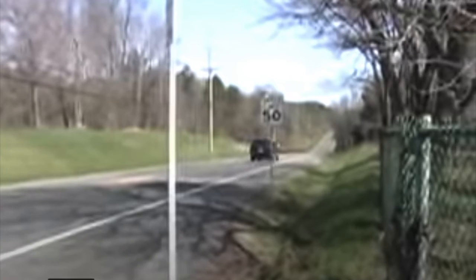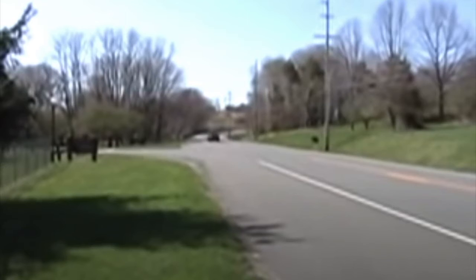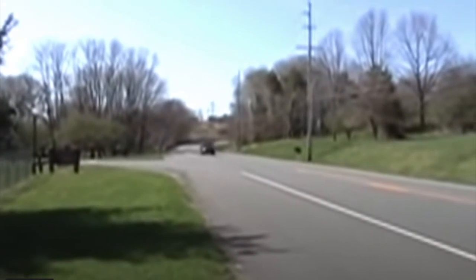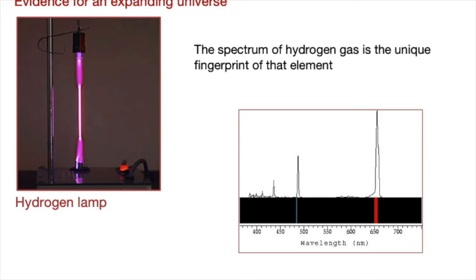And so the same thing happens with a star or a galaxy. As it's coming towards you, the wavelength of the light is shorter and it would be bluer. And if it's moving away from you, the wavelength of the light would be longer and the light would be more red. And so when you look at light and you look into space, you can see the same thing.